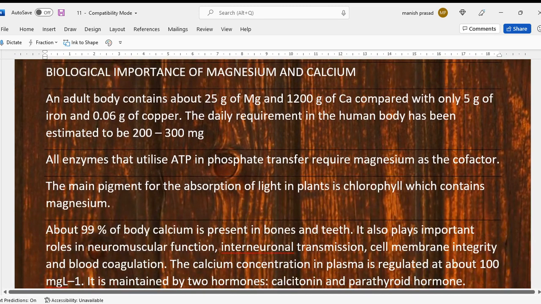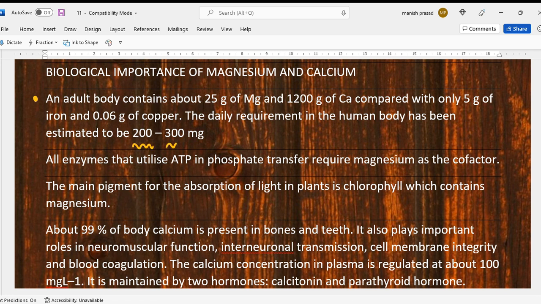Okay, magnesium and calcium. In group 1 we had done sodium and potassium, the most important elements required to maintain the pressure of our body. In the same way, we have magnesium and calcium. So I would want Vasudha to read the first one. An adult body contains about 25 grams of Mg and 1200 grams of Ca compared with only 5 grams of iron and 0.6 grams of copper. The daily requirements in the human body has been estimated to be around 200 to 300 mg. Matlab, hamare diet mein 200 to 300 mg total of magnesium and calcium together should be there.